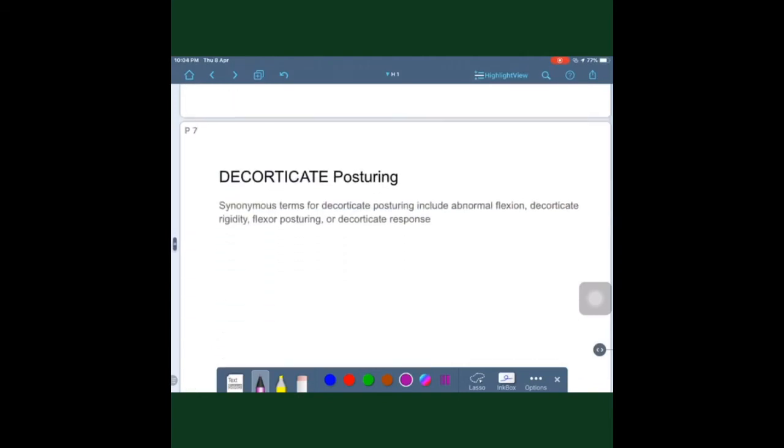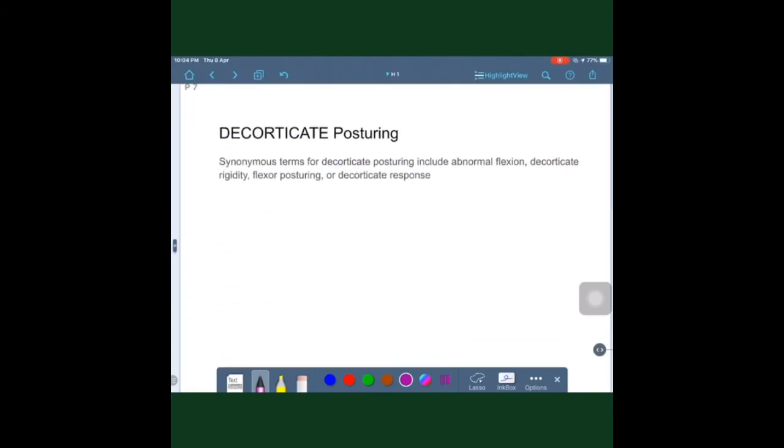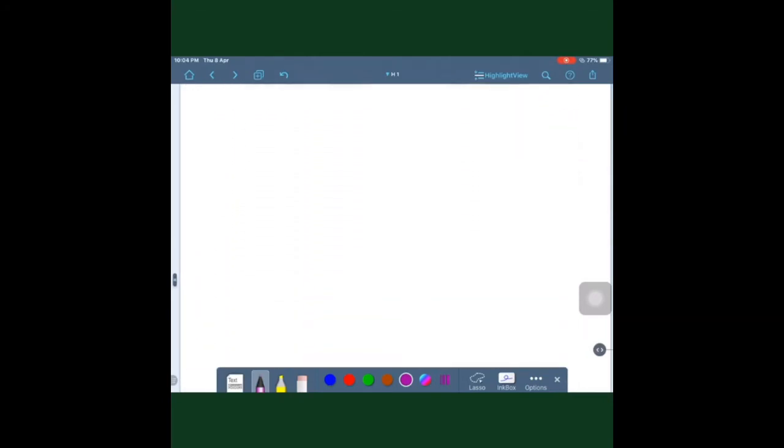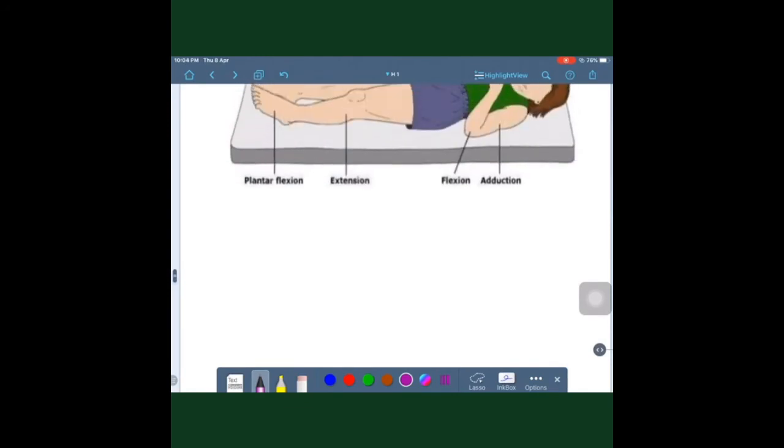Then decorticate posturing. What are the synonyms? Decerebrate is extensor posturing. This is flexor, so abnormal flexion. Decorticate rigidity or flexor posturing or decorticate response. This is how the patient will look.